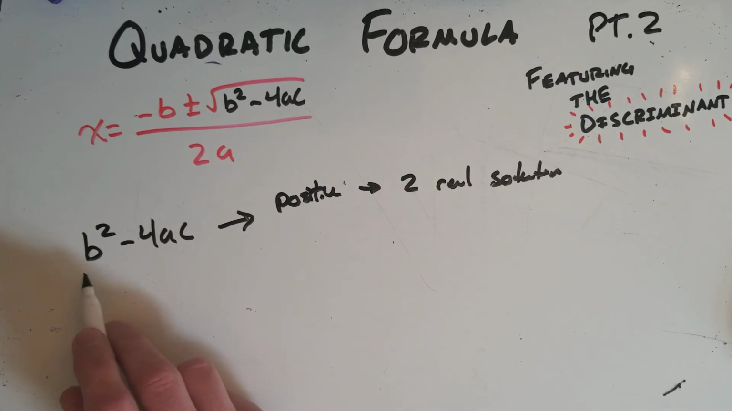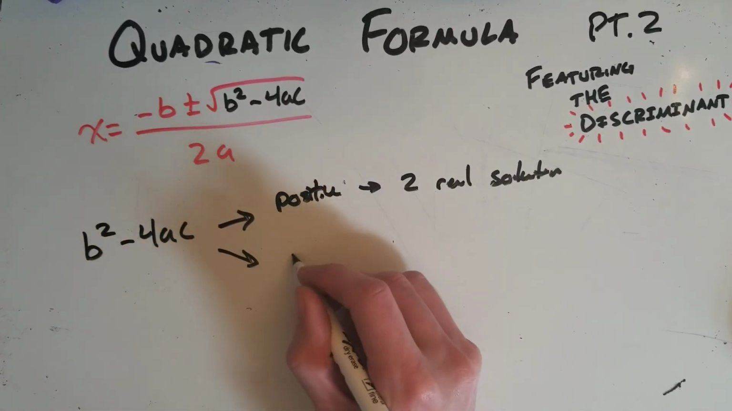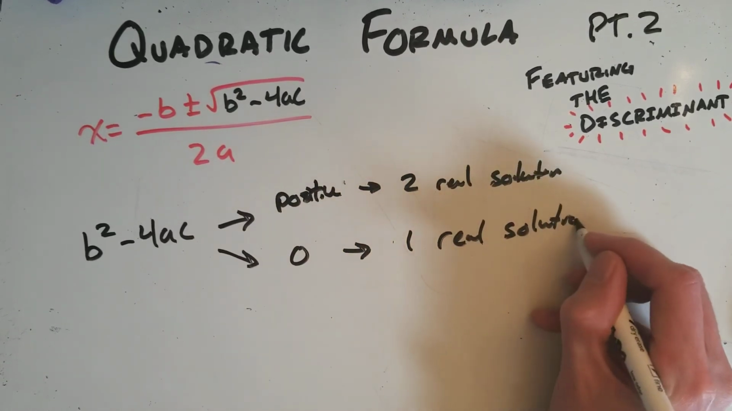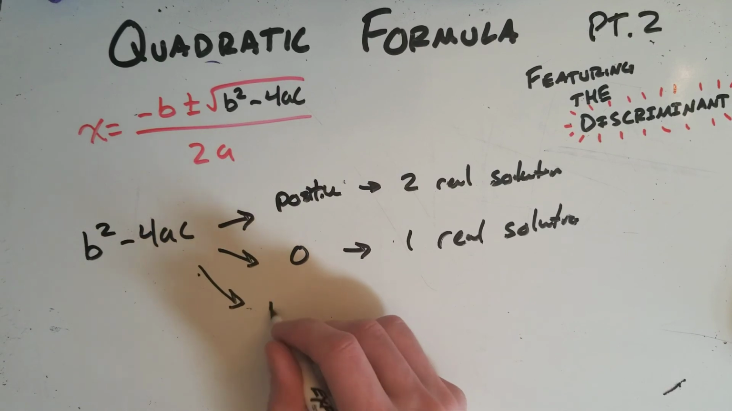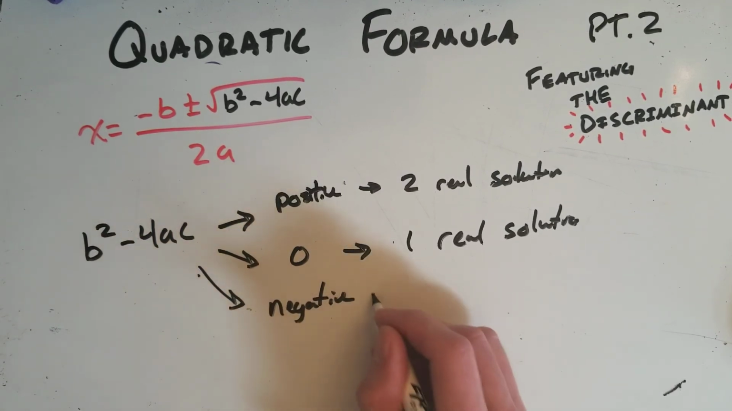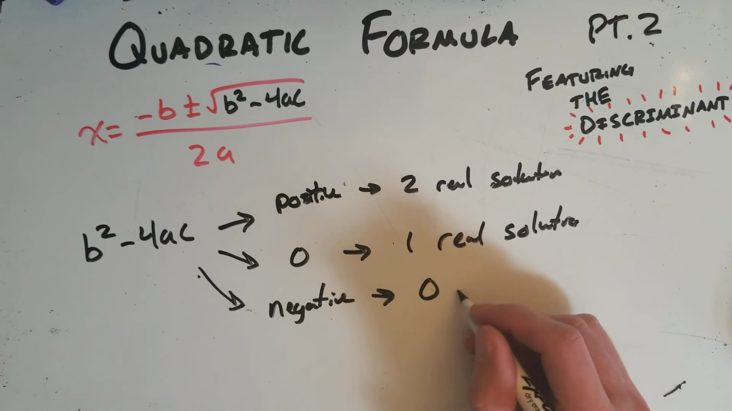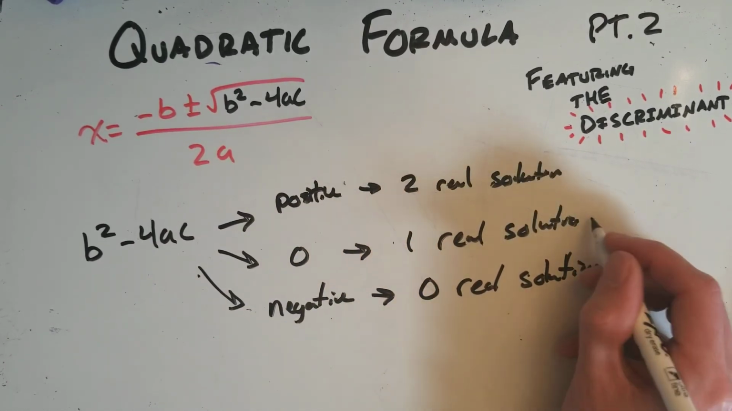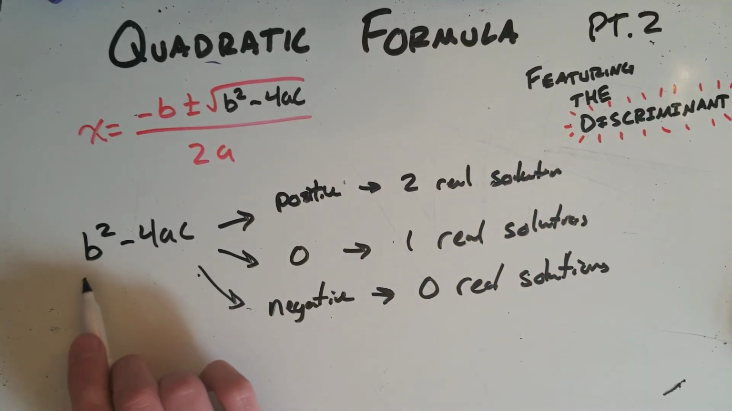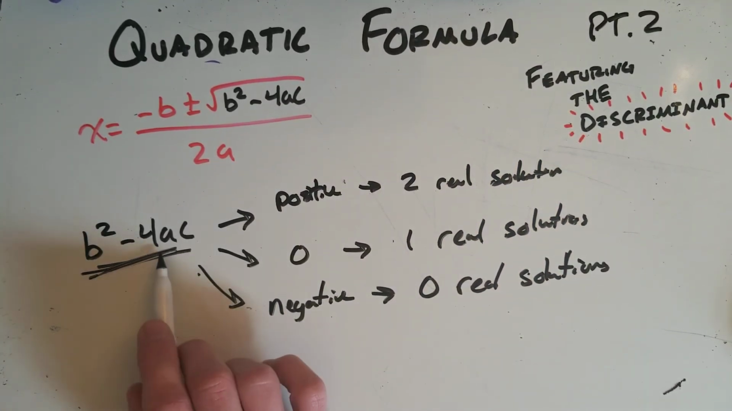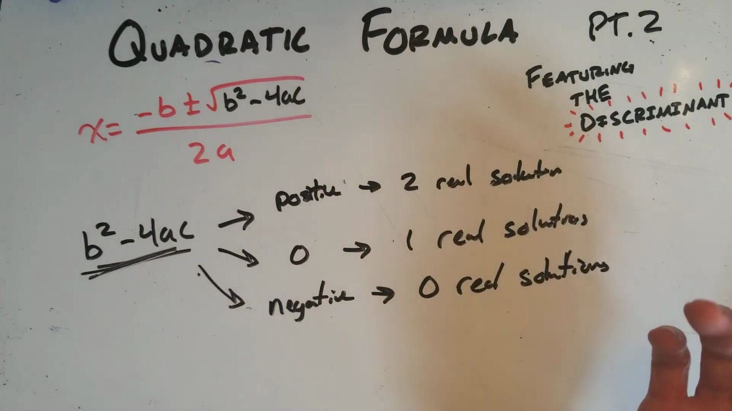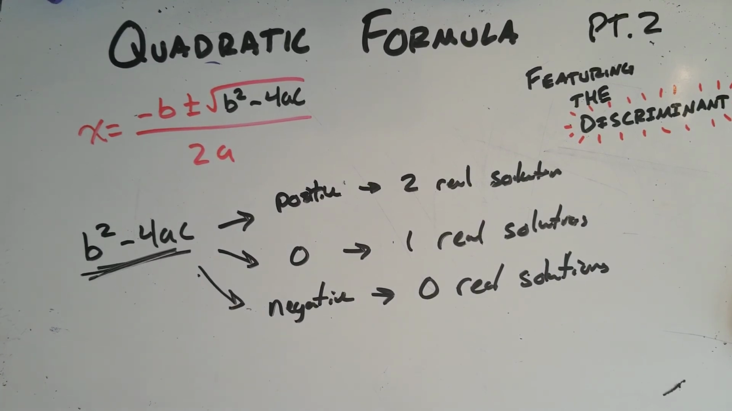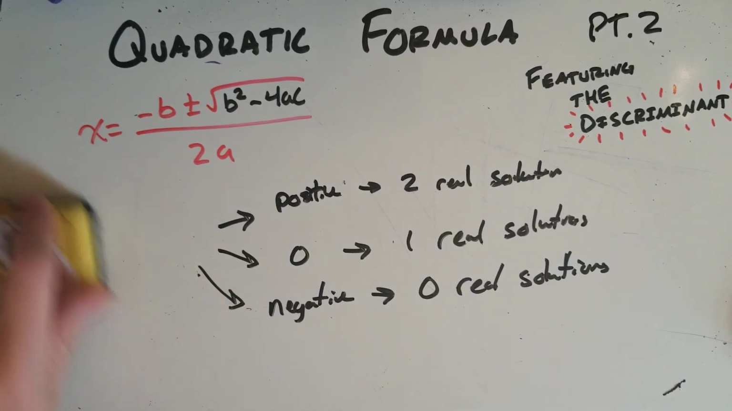If you do b squared minus 4ac and it equals 0, then you have one unique real solution. And if you do b squared minus 4ac and it's a negative, meaning you're taking the square root of a negative, then you're going to have 0 real solutions. Again, this is called the discriminant, that b squared minus 4ac. So what you're taking the square root of, that's the discriminant. And you can use this to determine how many solutions you're going to have in a quadratic.